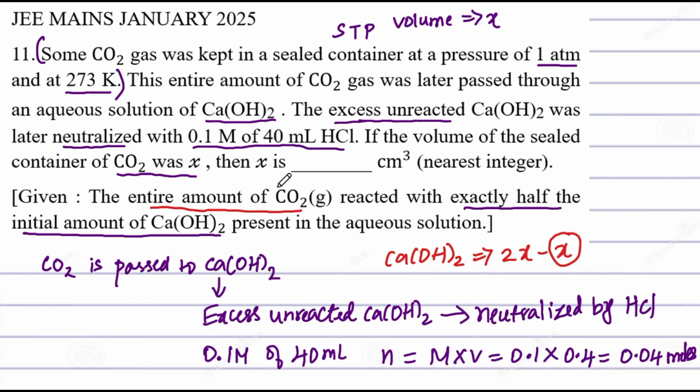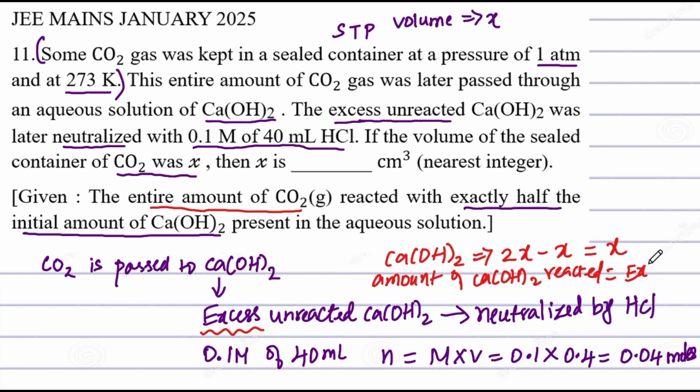the reaction of CO2. So what is the remaining? That is excess. Here we are seeing the excess, no? So what is the remaining? 2x minus x. So x is the remaining. So here we can note down one thing, that is the amount of Ca(OH)2 reacted is equal to excess of Ca(OH)2, because the amount reacted is also x. Excess of Ca(OH)2 is also x. So both are same. So keep that in mind.